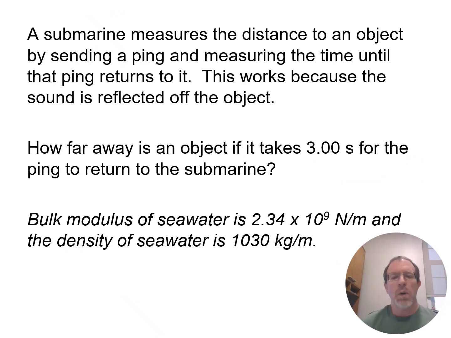So we're interested in maybe the distance an object is away from a submarine. In order to measure that distance, the submarine will send out a ping. That ping will be reflected from the object, and then the submarine will detect that ping once it reaches the submarine again. So for this example, we're saying that the round trip time for this ping is 3 seconds.